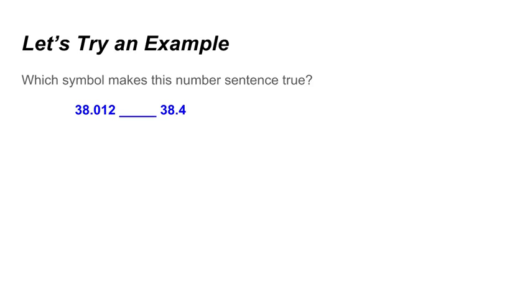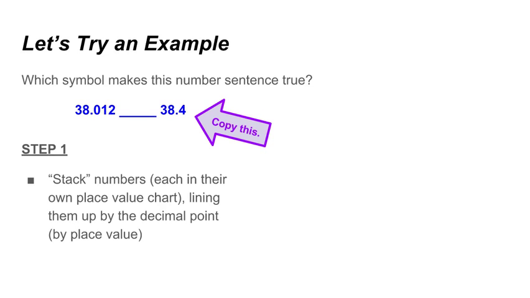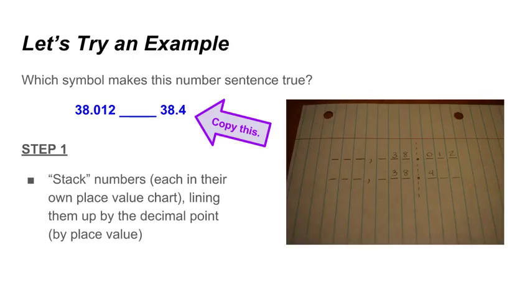Let's try an example. Which symbol makes this number sentence true? If you are taking notes, remember if I write in blue, you should write too, so you should copy this down into your notes as an example. Step 1. Stack the numbers, each in their own place value chart, lining them up by decimal point by place value. Here's my example where I did it on a piece of paper.